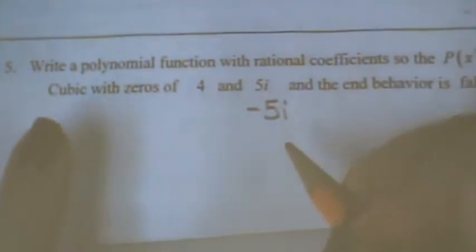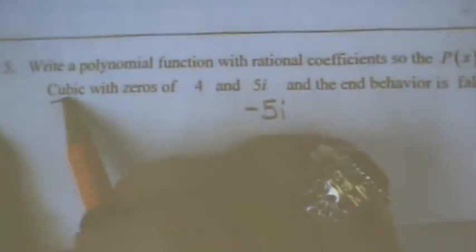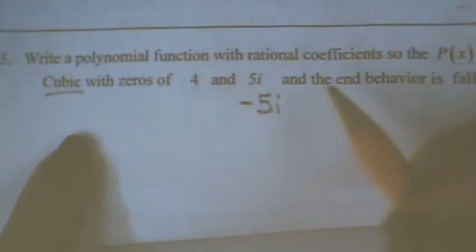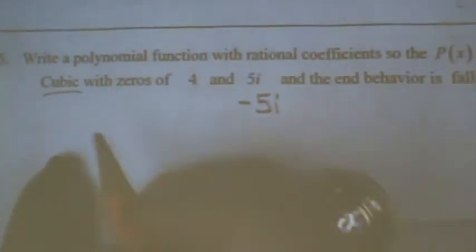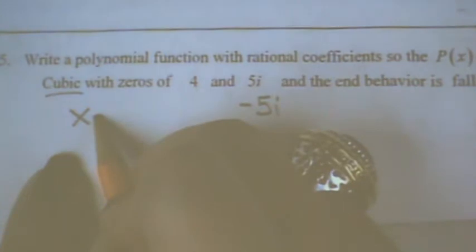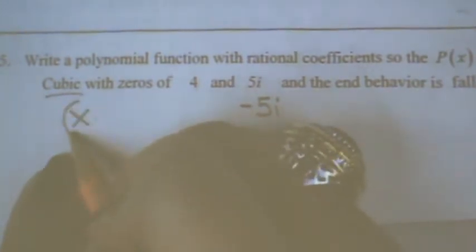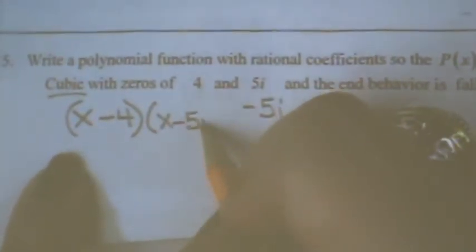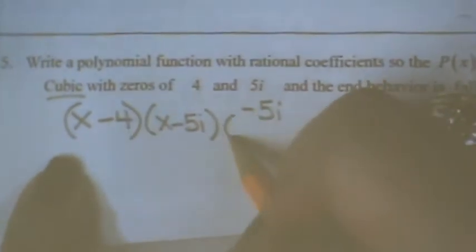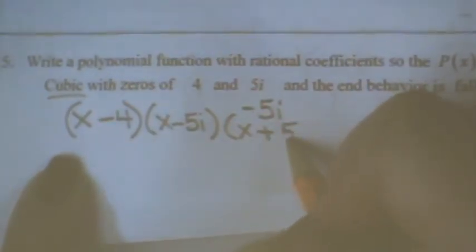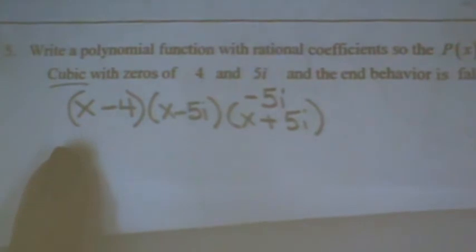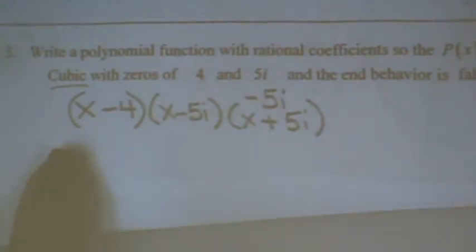Now, what they want you to do, and I'm giving you a cubic function, and if I tell you 4 is a 0, 5i is a 0, and negative 5i is a 0, how will you write this in factored form? X, what do I write here? Minus 4, good job. Then what? X minus 5i, remember it's the opposites of these, and x plus 5i. That's how you'll write it in factored form.